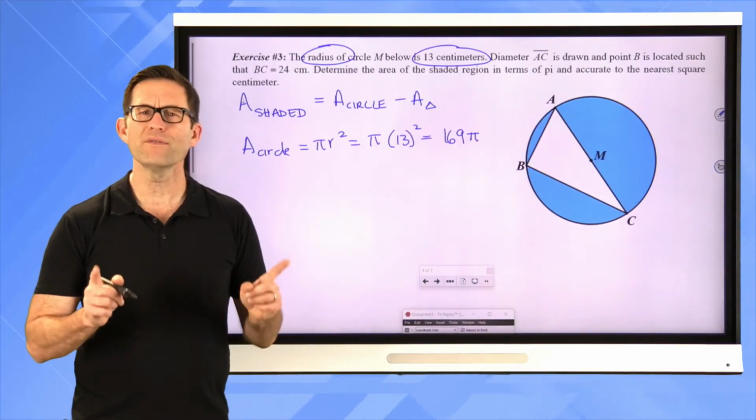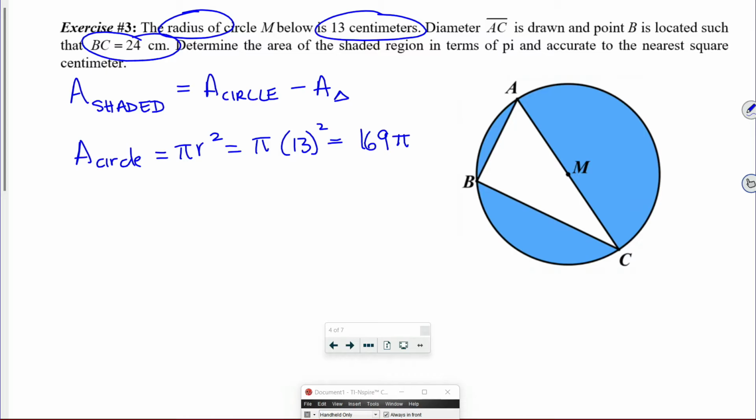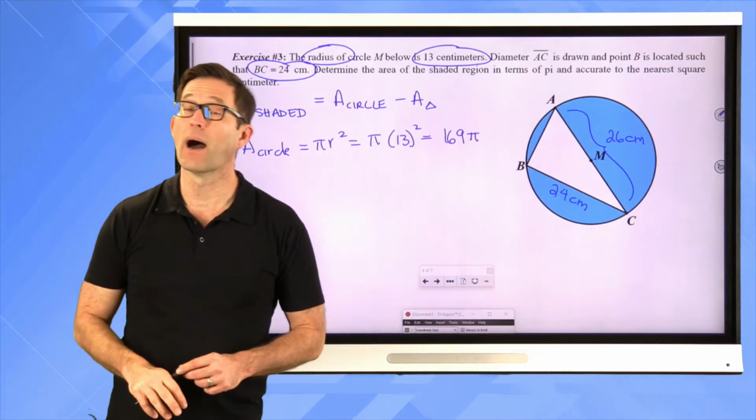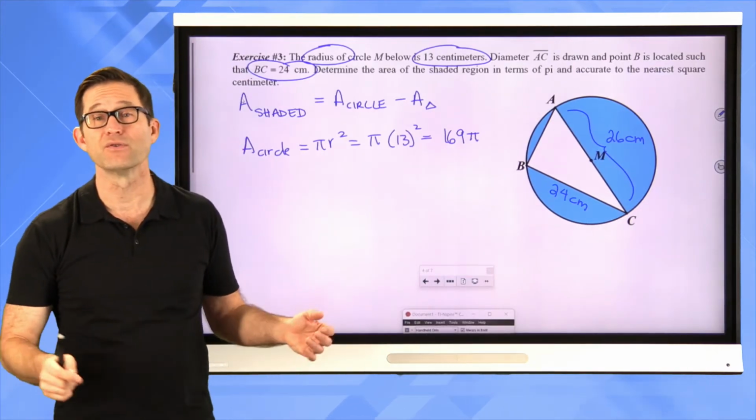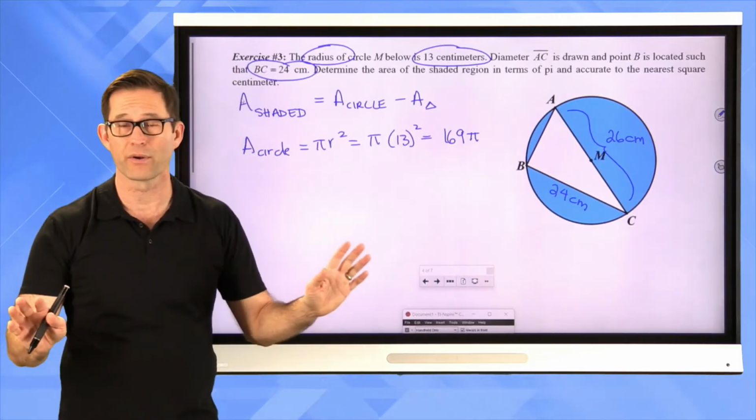All right, well, what do we know? We know that BC is equal to 24 centimeters. I'll write that down right here. We also know that because the radius is equal to 13 centimeters, that diameter is equal to 26 centimeters. Now, I would hope that nobody in here would think that we could just do 24 times 26 and divide by 2. That would just be weird, right?